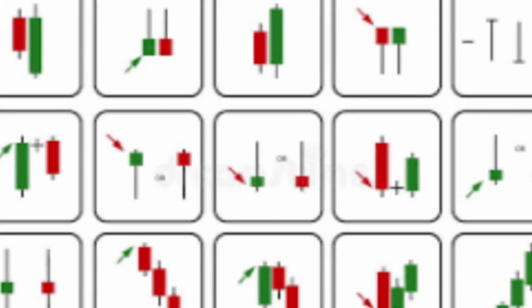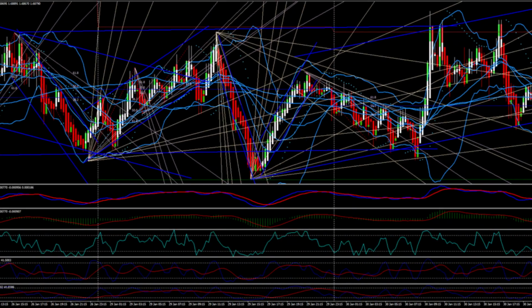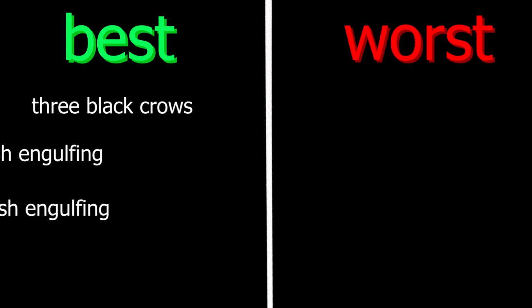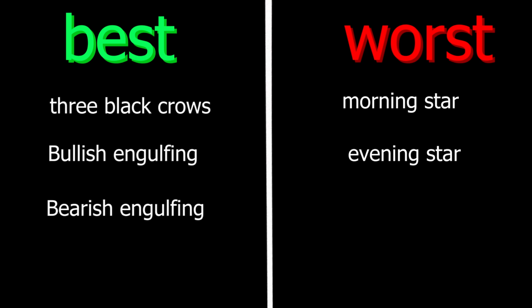Now, this is the part of the video where I tell you which of these patterns is best and which is worst. The pattern that was best with the smallest number of indicators is worst, and the pattern that was best with the greatest number of indicators is best. So the best pattern is the three black crows with the engulfing candlesticks tied. The worst patterns are the stars.